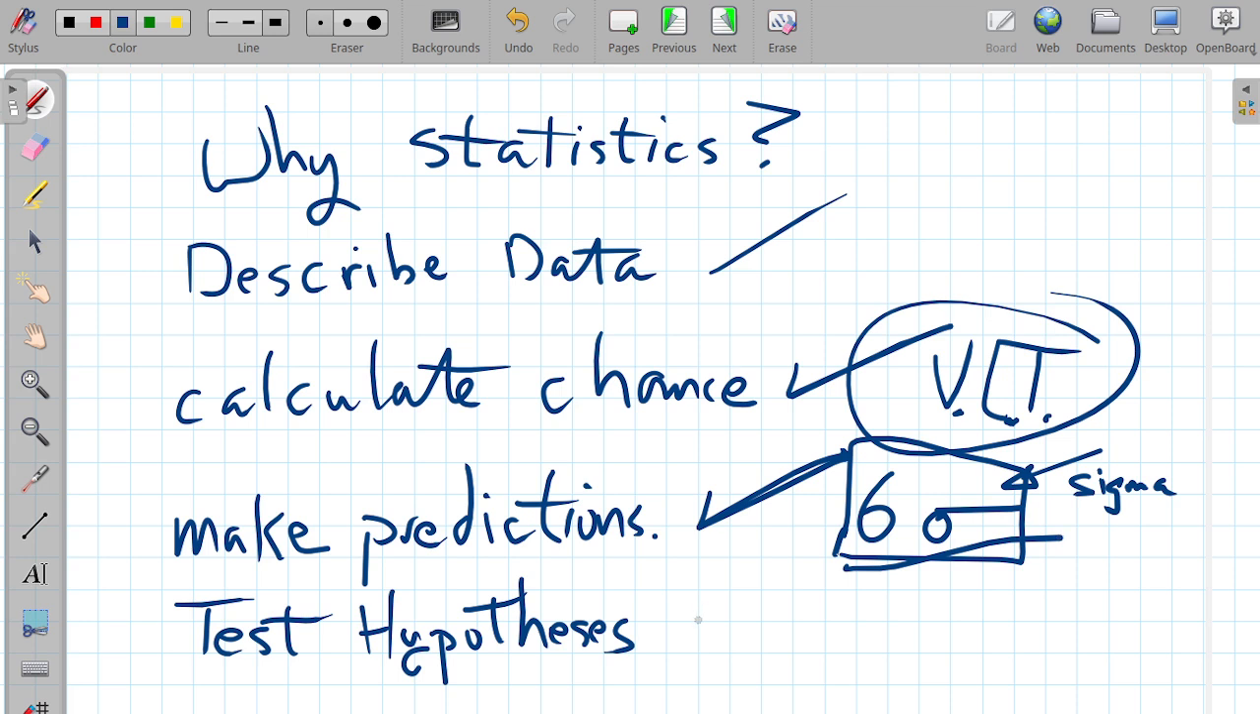We also mentioned testing hypothesis, which kind of goes hand in hand with the making of predictions. This will wrap the course up. We'll just save a discussion for that for another time.